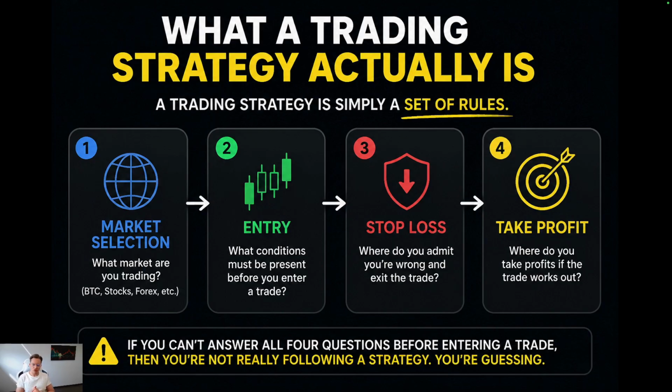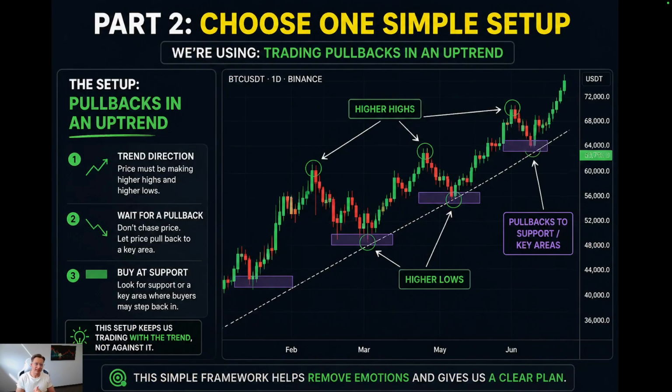Before we build a strategy, let's define what a strategy actually is. A trading strategy is simply a set of rules. That's it. That's as simple as it gets. Every strategy needs 4 basic components. First, what markets you are trading: Bitcoin, stocks, or forex. Second, what conditions must be present before you enter the trade. Thirdly, where do you admit you're wrong and exit the trade? And fourth, where do you take profits if the trade works out? If you can't answer all those 4 questions before entering the trade, then you're not really following a strategy, you're guessing. Now, let's build a simple strategy together.